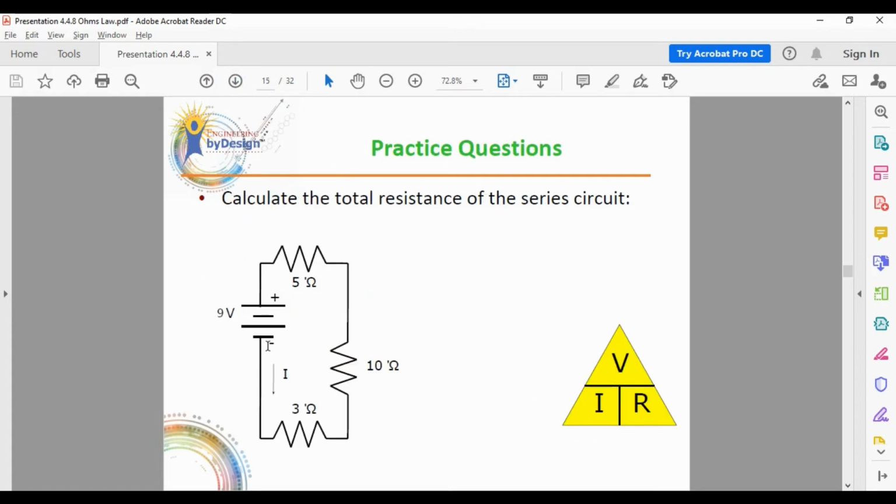All right, calculate the total resistance in this circuit. Now notice here, there's no K, there's no M, there's no micro symbol or anything like that. These are just straight up ohms. I want to know the total resistance here. This is a series circuit. There's only one way to go, only one path. 3 plus 10 plus 5 gives you a total of 18. 3 ohms plus 10 ohms plus 5 ohms is 18 ohms.